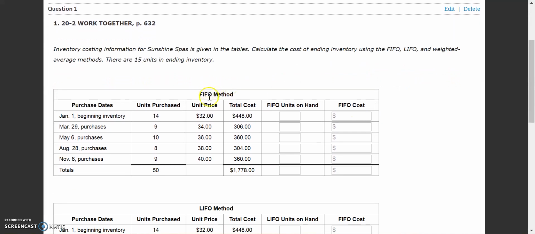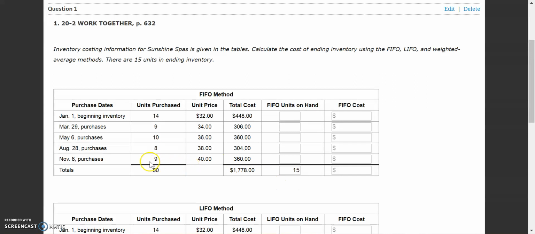Remember that FIFO stands for first in, first out. If you were stocking shelves, the first information that came in is going to be the first out. So this is like when you're pushing everything backwards. Even though we have things left over from January 1st, we're going to pull from the first stuff that we've put in here, the November 8th. So what I like to do is put here that we have 15 units on hand, because that's what we need to end with, so that we work our way backwards.